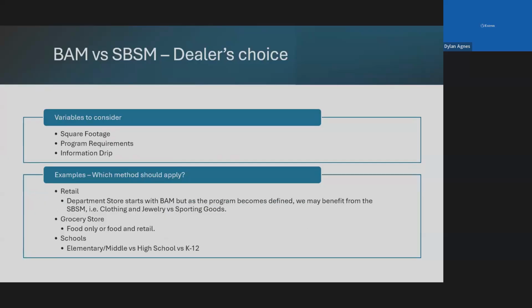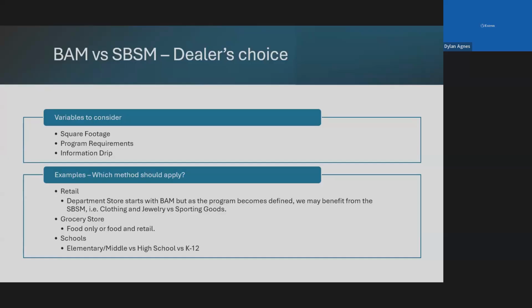An example would be a retail department store. It starts with the building area method to give you a starting point, an idea of what you're going to be spending watt wise. But then you realize as the program becomes more defined, you would benefit from the space by space method because of clothing, jewelry, or sporting goods sections within the department store.